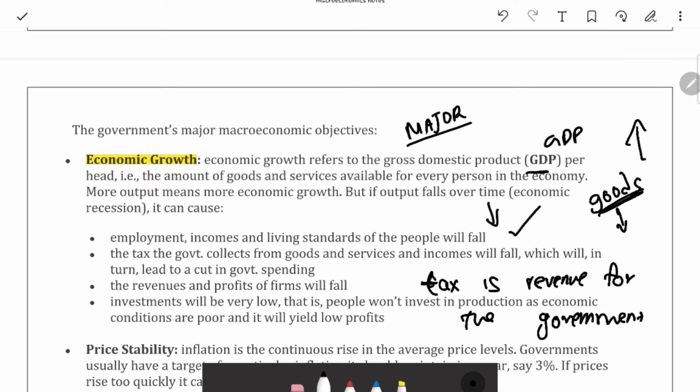The next one is that the revenue and profits of the firm will fall, because when there's less goods, there will be less profit. And when there is less profit, people will not want to invest into the business, and therefore there will be very bad economic conditions, because there will be lower and lower profits because no one wants to invest in the business.